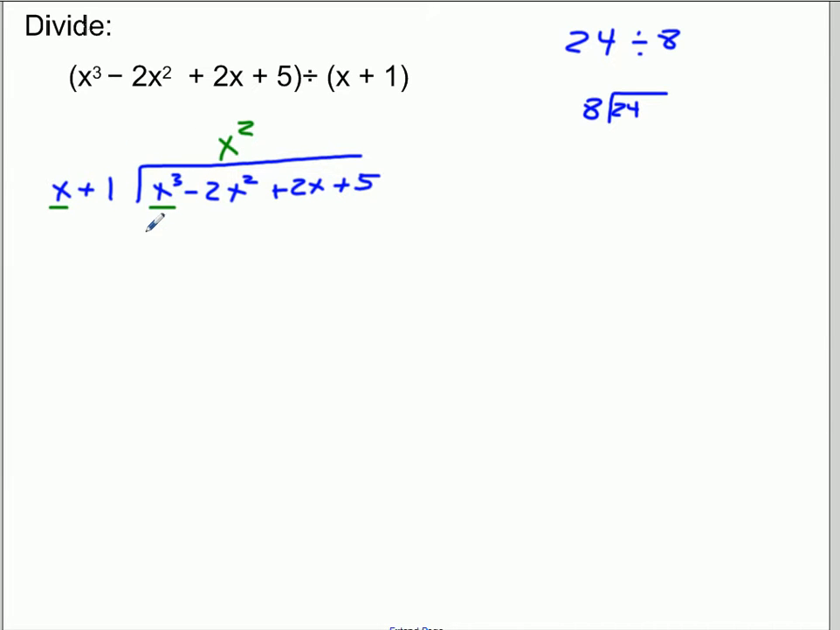So x squared times x is x to the third. x squared times 1 is x squared. And I'm going to subtract both of those terms to see what I have left. x to the third minus x to the third is 0. That should always happen if I picked the correct number here. And then negative 2x squared minus x squared is negative 3x squared.